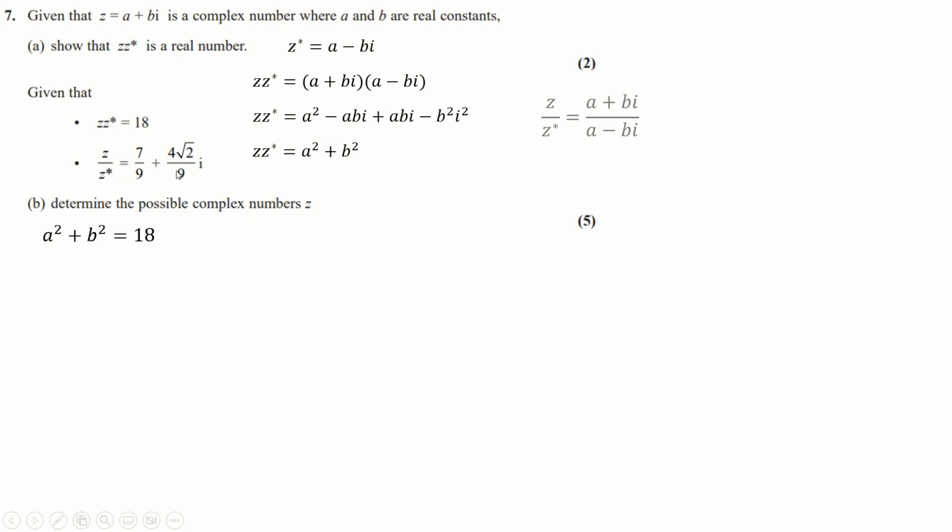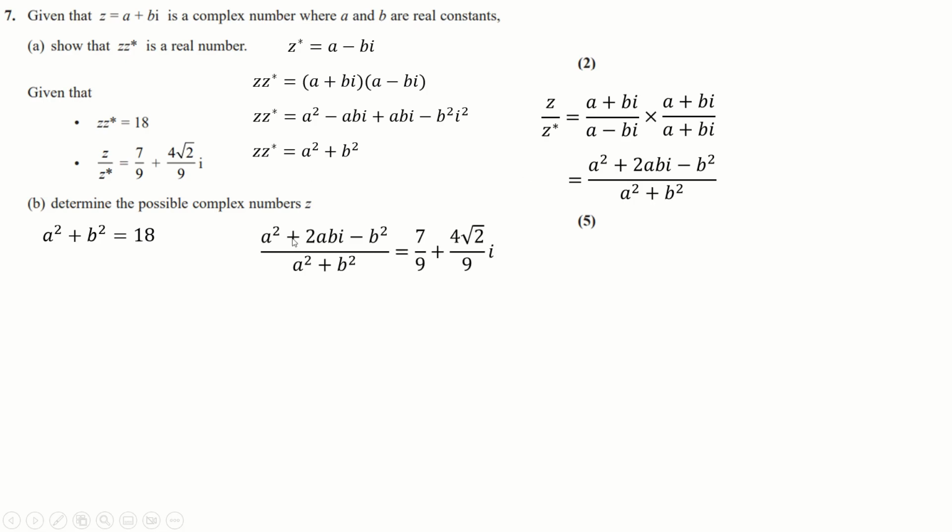And this. Now z over z star is that. You can realize this by timesing by this. We know what the denominator gives us. It gives us this. The numerator is going to give us a squared plus 2 lots of abi plus bi squared, but bi squared is minus 1, so minus b squared. And yeah, that equals this thing here.